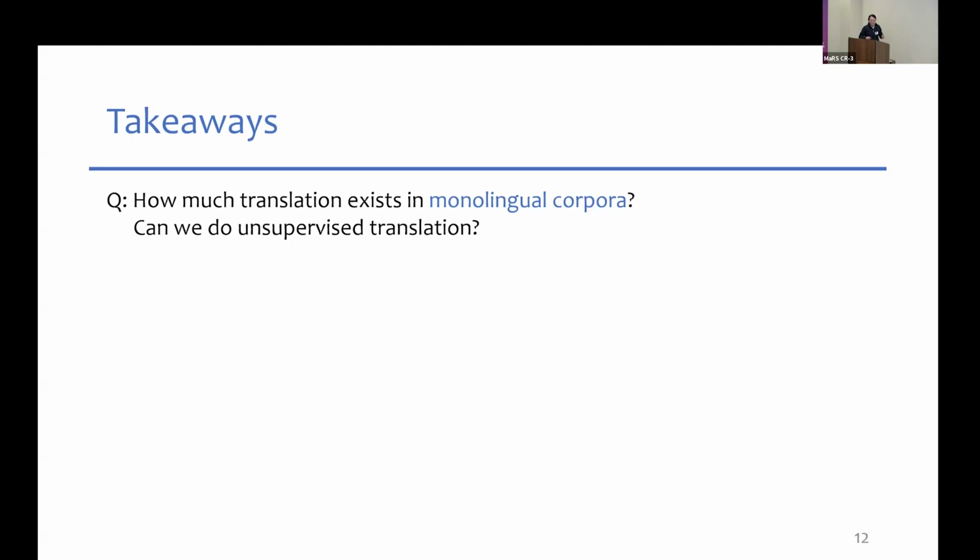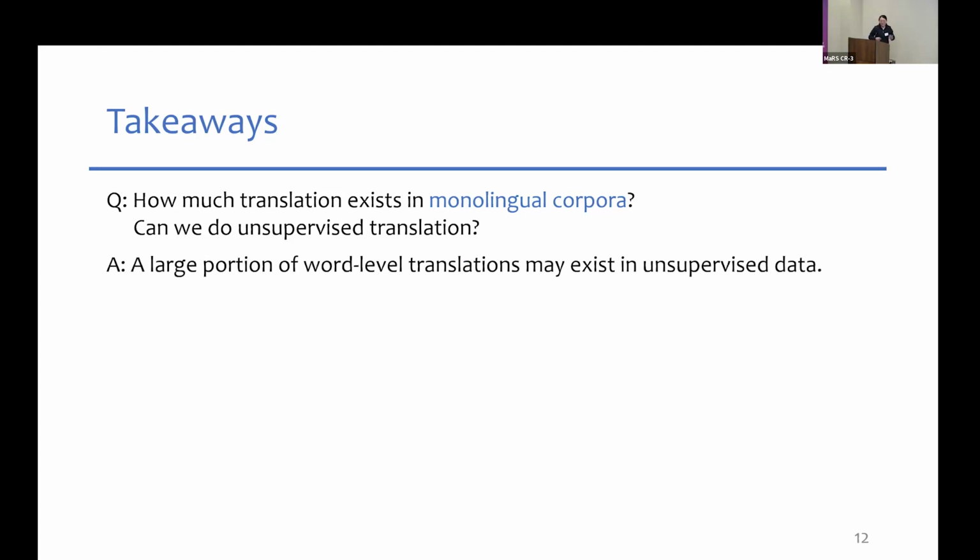And here are some quick takeaways. Higher performance on this task is probably not very useful in terms of improving state-of-the-art machine translation models, but it actually helps answer our questions: how much translation exists in the monolingual corpora, from a scientific perspective, or can we do unsupervised machine translation? And the answer is probably we can, in a relaxed, weaker sense. A large portion of word-level translations at least exist in the corpora, and we need to extract them properly.